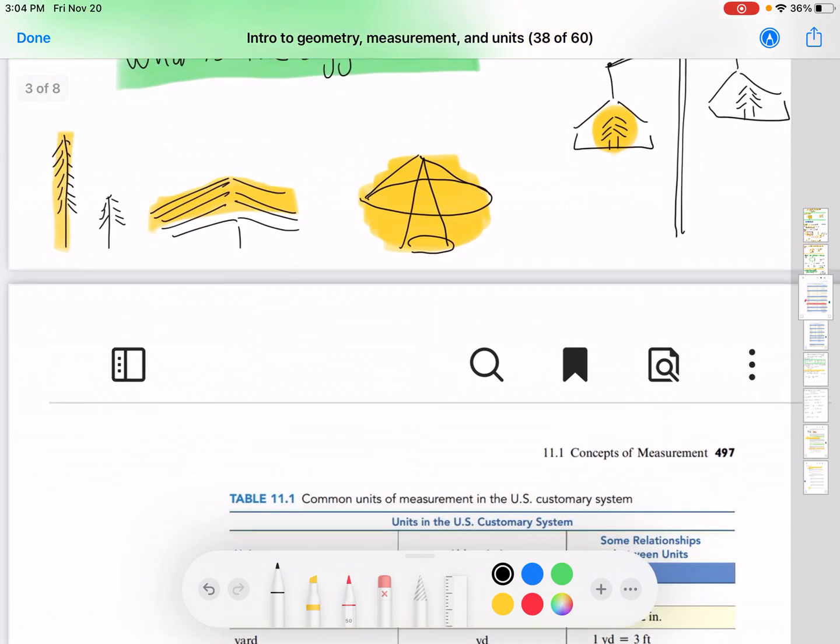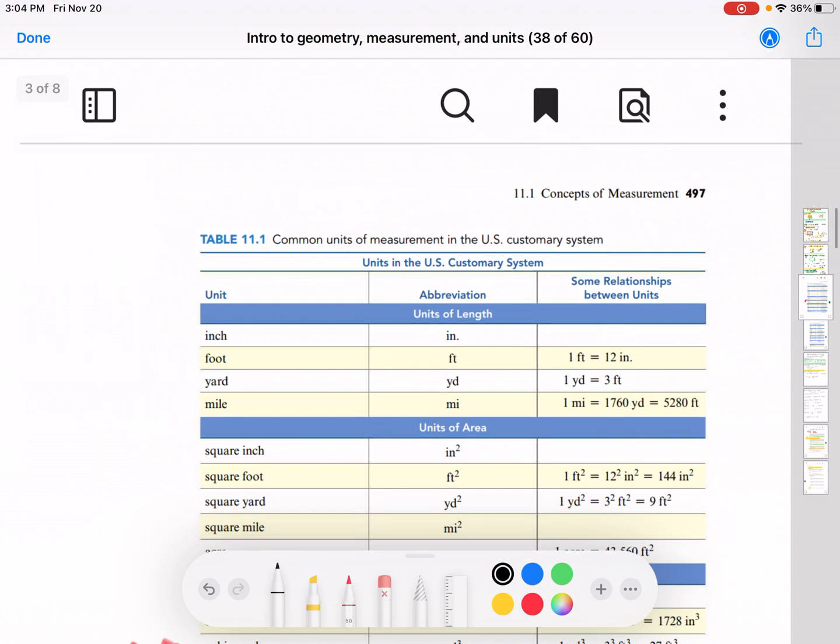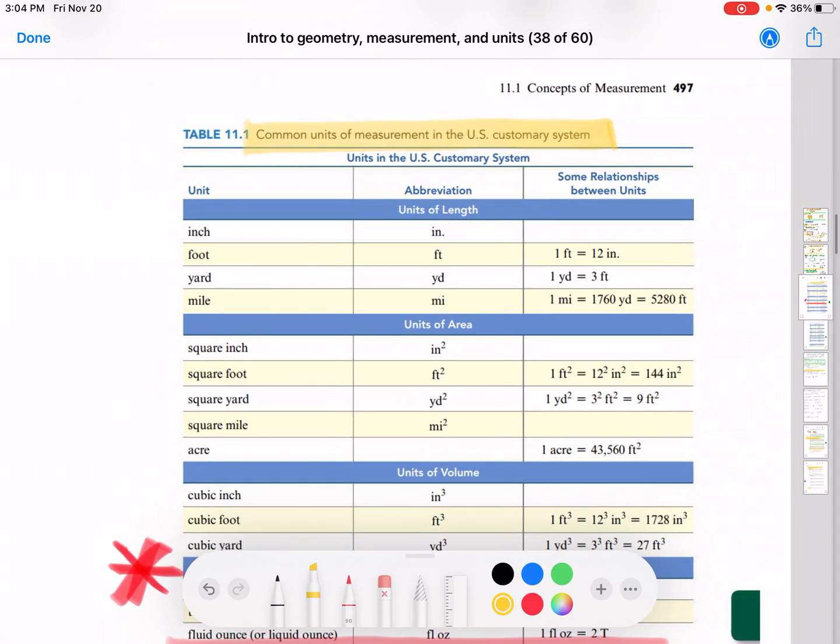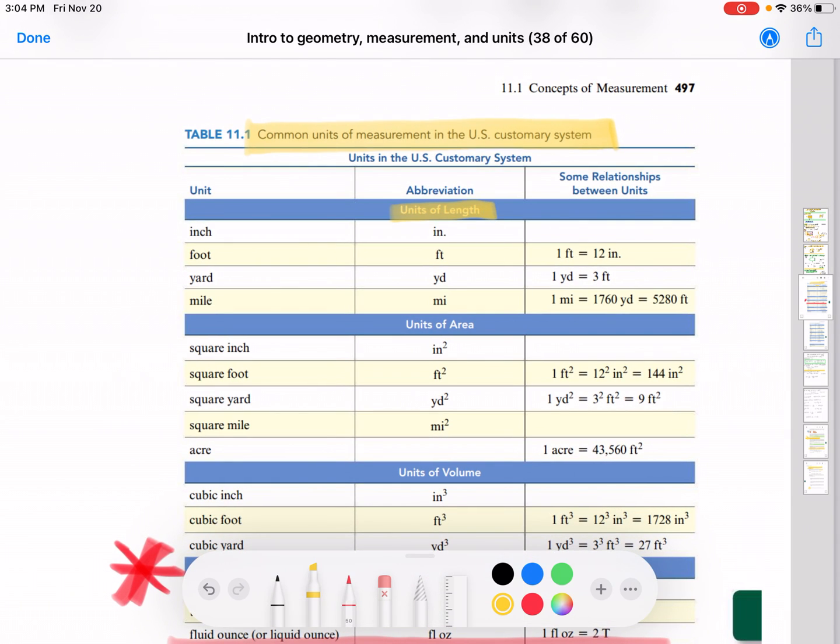So moving down, in the United States, there are common units of measurement, and we have, just as we described, units of length: inches, feet, yards, miles. A few things we will need to know is there are 3 feet in a yard, 12 inches in a foot, and 5,280 feet in 1 mile. Or if you divide 5,280 by 3, you get 1,760 yards per mile.